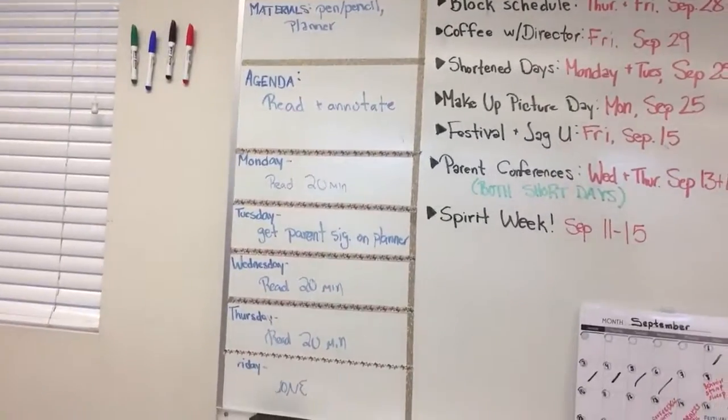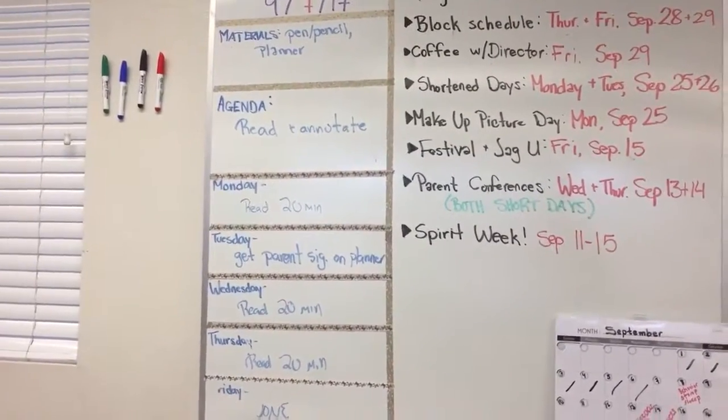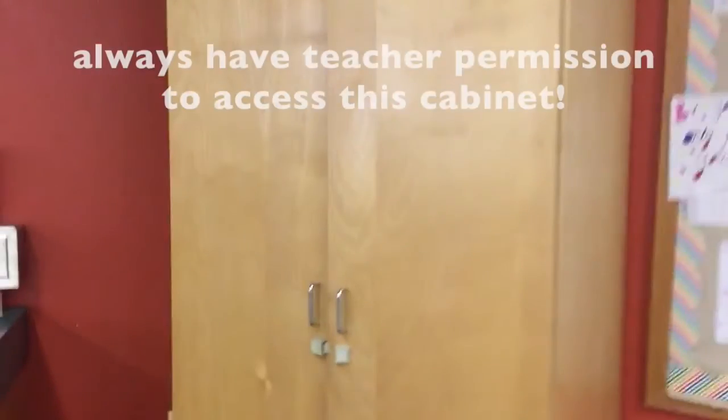This is an advisory board. You don't really need to look at this unless you're my advisory student. This is where I place the agenda and the homework, but that's, like I said, only for advisory students. So this cabinet is very important. Always make sure you have my permission to access this cabinet. There are numerous materials in this cabinet that you can use, but upon my permission.